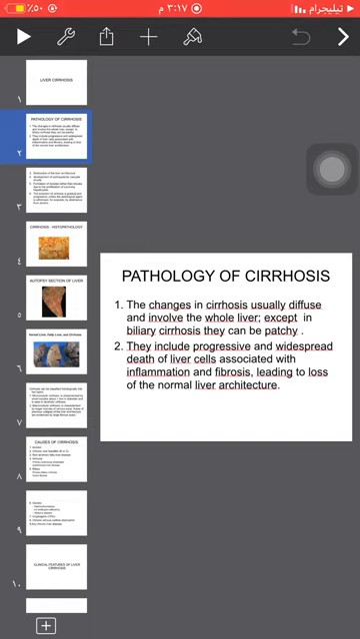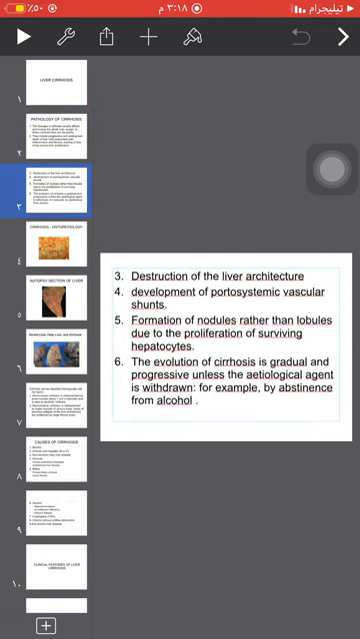They include progressive and widespread death of the liver cell associated with inflammation, fibrosis leading to the normal architecture of the liver losing. يعني أنه يصير fibrosis و destruction للliver cell, death of the liver cell, fibrosis و inflammation, فالliver راح يفقد الاركتكتشر ماله. زين. Destruction of the liver architecture راح يؤدي إلى portosystemic shunt, vascular shunt, يعني راح تكون من البورتال للسيستميك circulation blood passing, formation of the nodular rather than lobule due to the proliferation of the surviving hepatocyte.